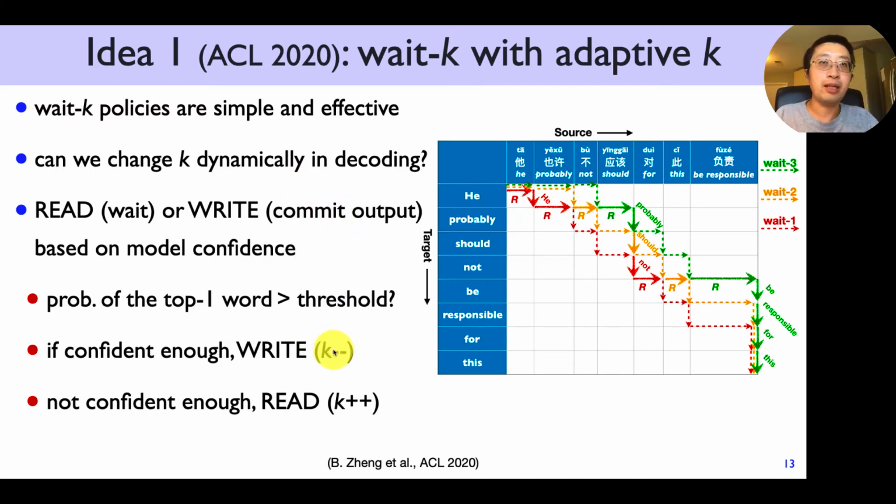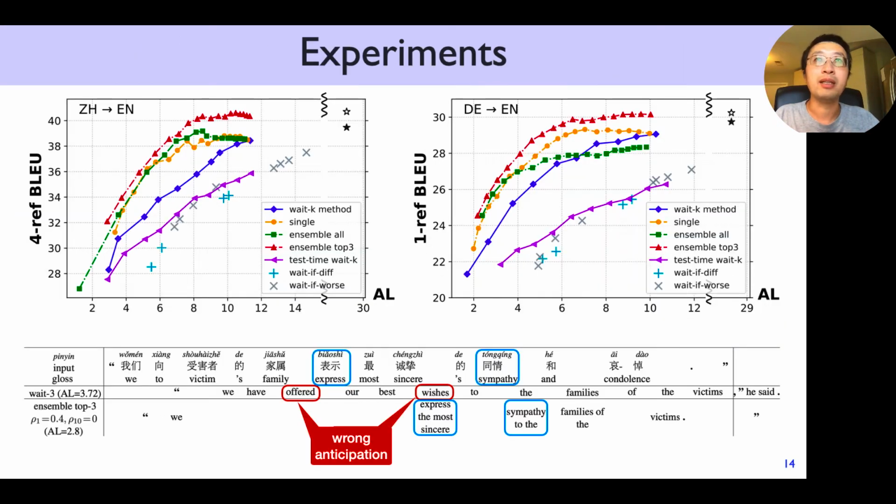And after that, I decrease K. That means I switch to a more aggressive policy in the next state, right? And if not confident enough, I choose a read action, which is a wait action. That is, I want one more token from the source side. I can encode one more source word. And after that, you would switch to a more slow or conservative policy, which is K++, or K increased by 1, right? And it's great, much better BLEU score at the same level of latency.